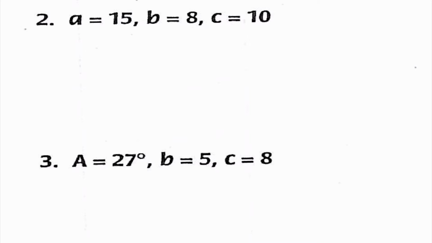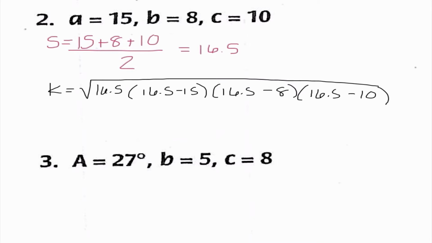On number 2, I'm going to use Heron's formula, and I need to start by finding the semi-perimeter. So I'm adding 15, 8, and 10 together, and I'm going to divide by 2. And I get that the semi-perimeter is 16.5. So now I'm going to go ahead and substitute those values into our formula. So the area, which is K, is the square root of S times S minus A times S minus B times S minus C.